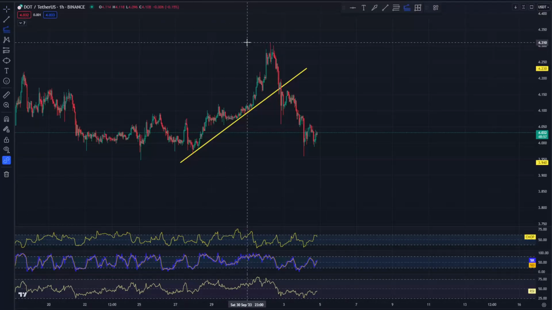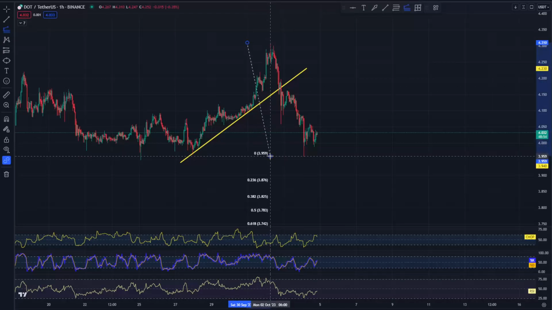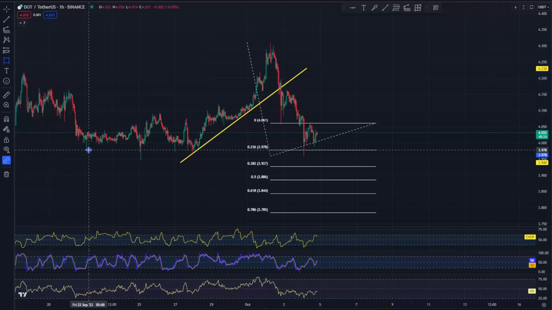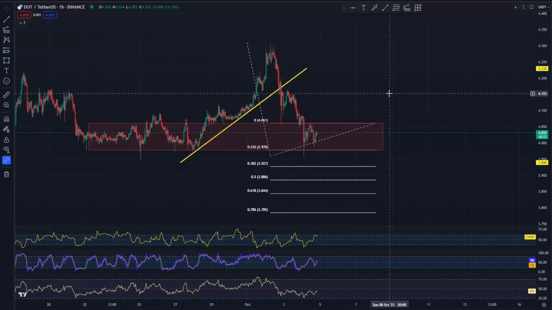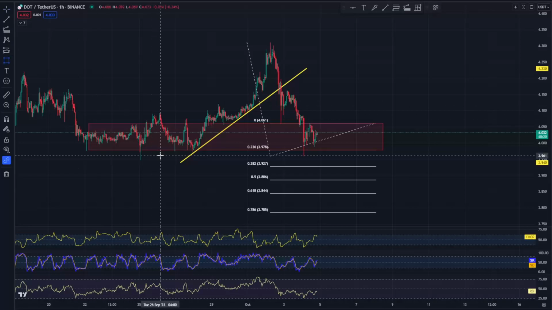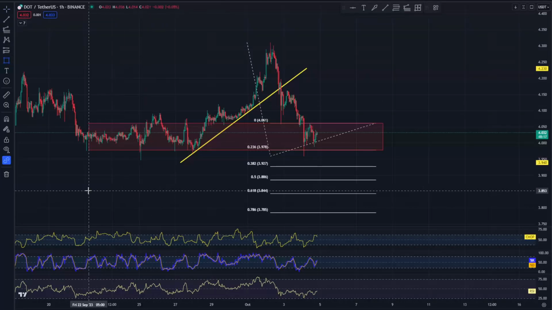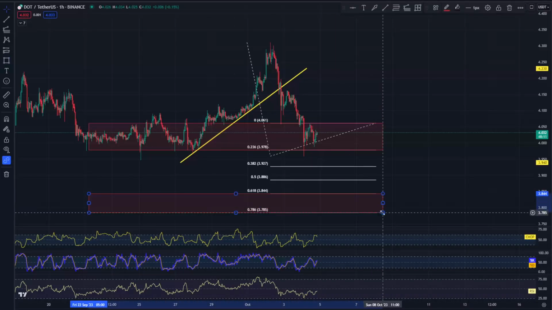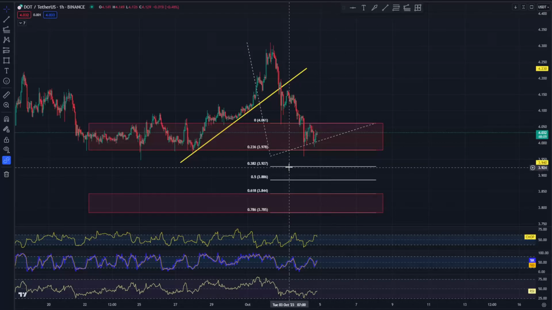Going further, we can move on to marking support areas when we start a larger correction. And here we can see that the price remains in a strong support zone from $4.06 to $3.97. But when this zone is broken, we may see a drop to the area of the second zone from $3.84 to $3.78.